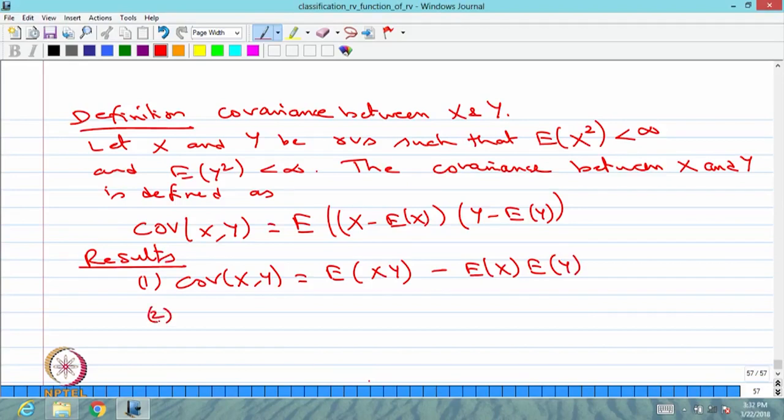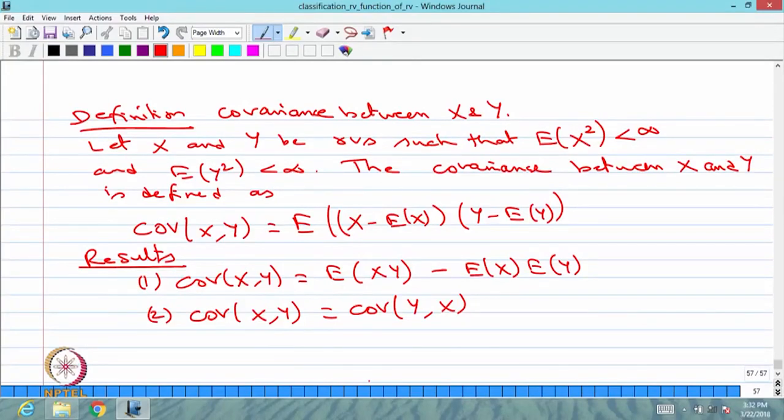The second result: the covariance of x comma y is the same as the covariance of y comma x. That means by interchanging the roles of x and y, you will get the same value, provided it exists. The covariance of x comma y is the same as the covariance of y comma x.